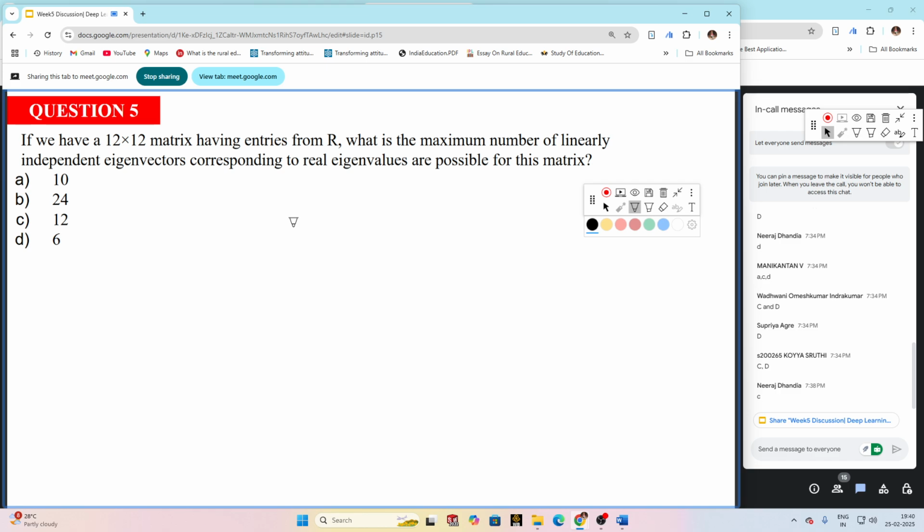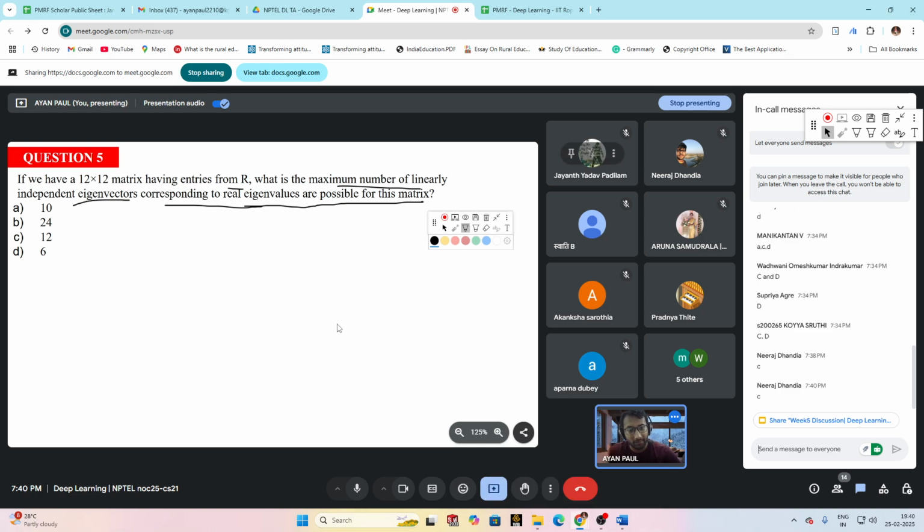Now fifth question: if we have a 12 cross 12 matrix having entries from R, what is the maximum number of linearly independent eigenvectors corresponding to real eigenvalues possible for this matrix? So any guesses for this important question?